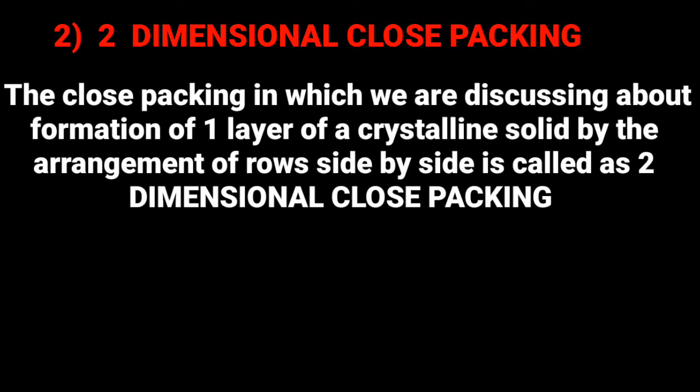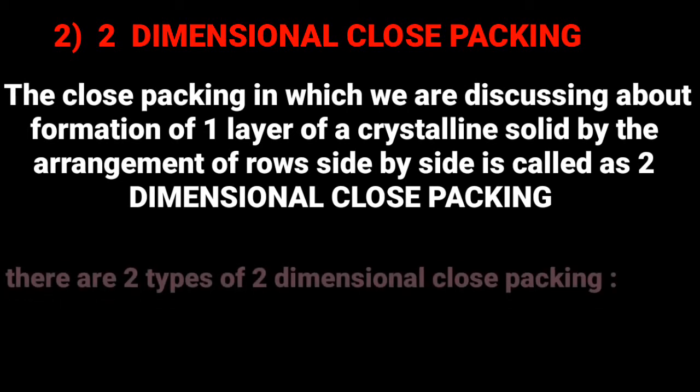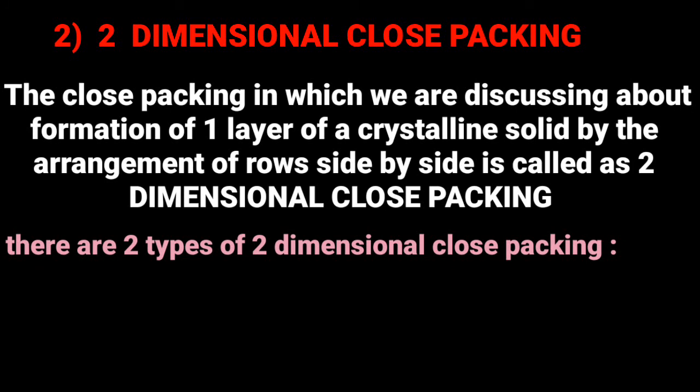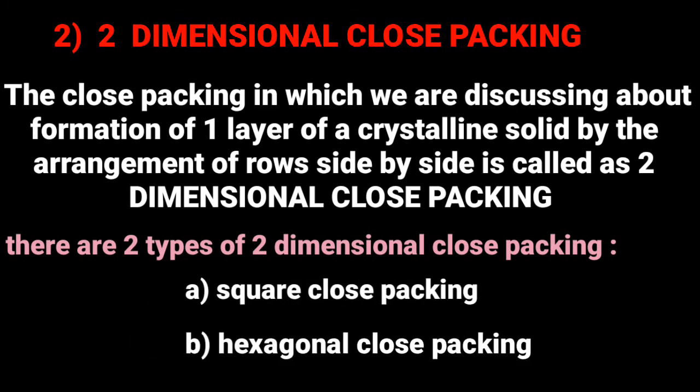Two-dimensional close packing. The close packing in which we discuss the formation of one layer of a crystalline solid by the arrangement of rows side by side is called two-dimensional close packing. There are two types of two-dimensional close packing: square close packing and hexagonal close packing.